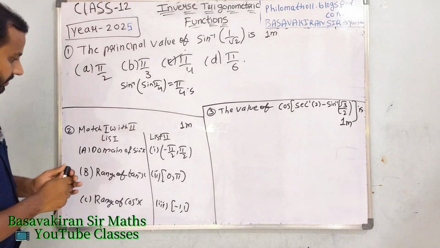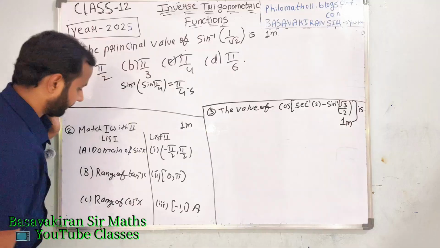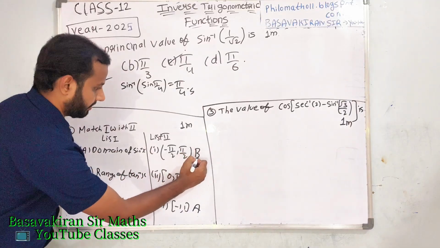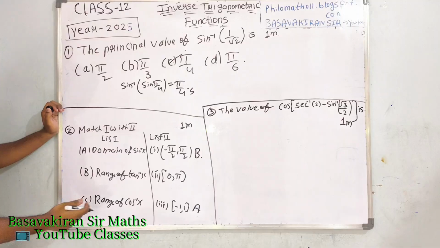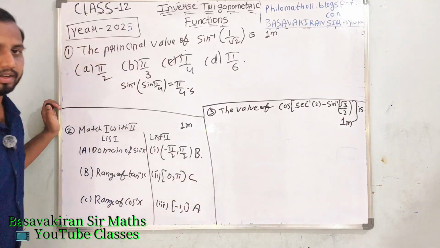Now match the list with 1 with 2. Domain of sin inverse of x. What is the domain of sin inverse of x? That is the range of tan inverse of x. The range of tan inverse of x is minus pi by 2 to pi by 2, that is an open interval. The range of cos inverse of x is 0 comma pi, that is a closed interval.